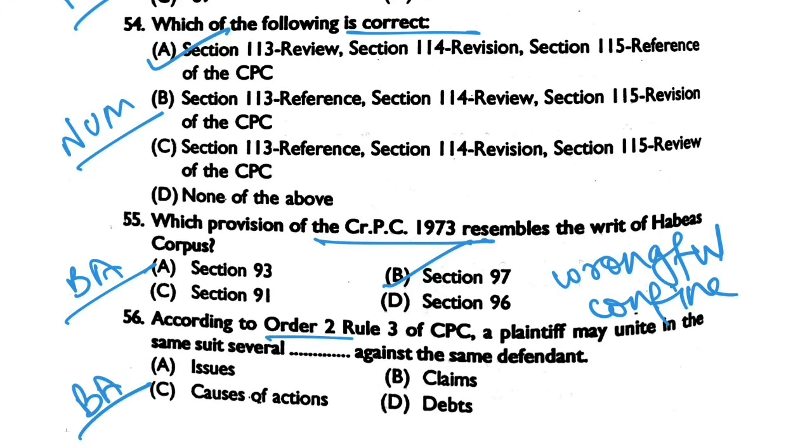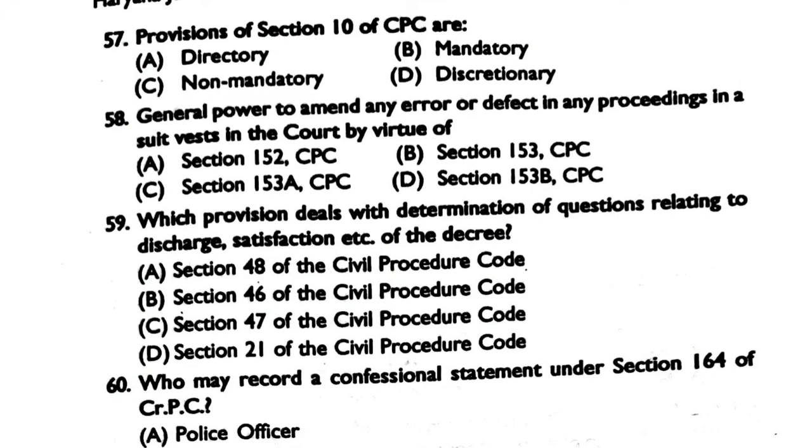Question 56. According to Order 2, Rule 3, a plaintiff may unite in the same suit several dash against the same defendant. So the answer is causes of action, which is option C. It is also a Bare Act based question. So if you've done the Bare Act, you should know it. 57. Provision of section 10 is mandatory. Option B, Bare Act based question.